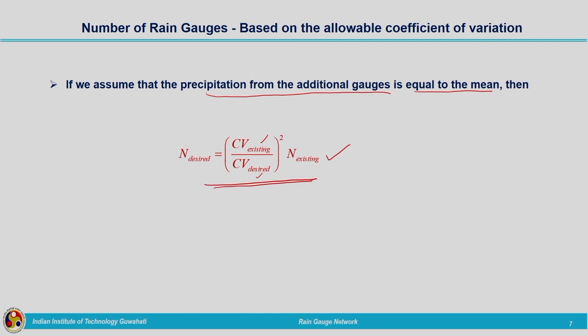So, you can see N desired is the expected number of rain gauges to be present in a particular area. There is a certain number of rain gauges already existing. So, the desired number we will be calculating by using this formula. N desired minus the existing number will be giving you the extra number of rain gauges which need to be provided in a particular area.